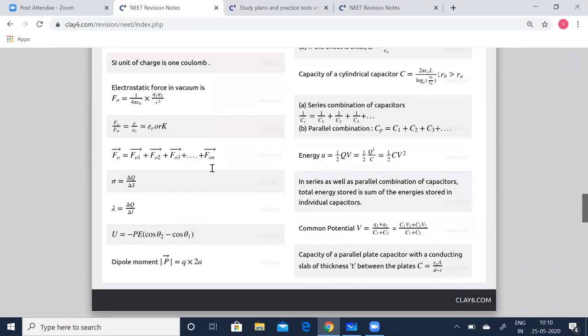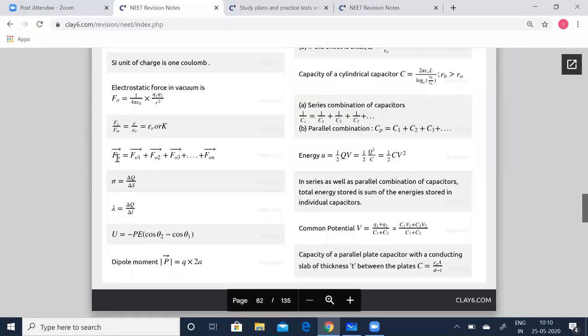Electrostatic force in vacuum is F0 is equal to 1 by 4 pi epsilon 0 Q1 Q2 by R squared. So from this, you know that the force is now going to vary with medium. So for vacuum, it is now going to be 1 by 4 pi epsilon 0 times Q1 Q2 by R squared. So if F0 is the force in vacuum and Fm is the force in medium, then you can say F0 by Fm is equal to epsilon by epsilon 0, which is equal to epsilon R, which is equal to K.